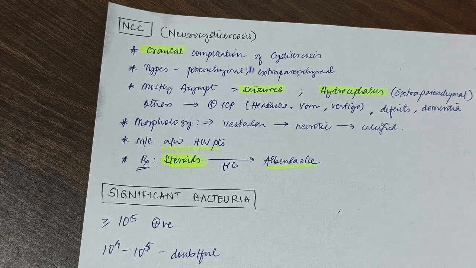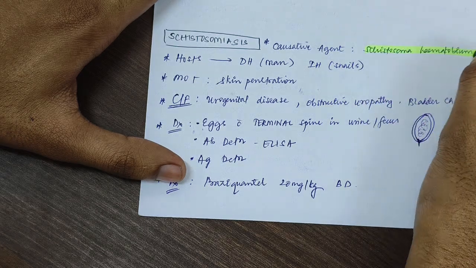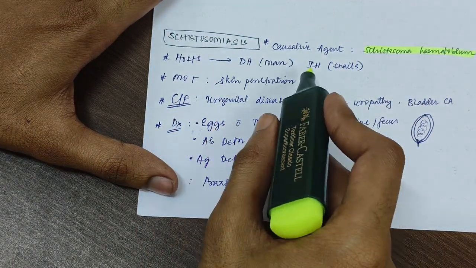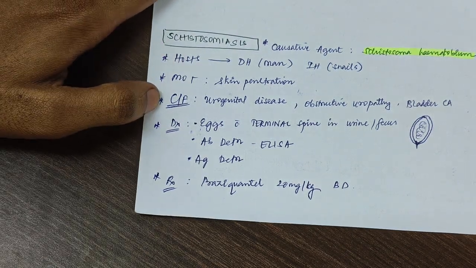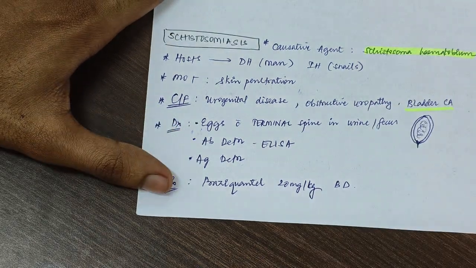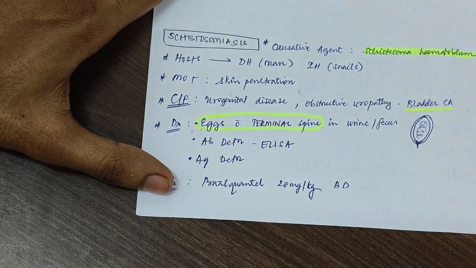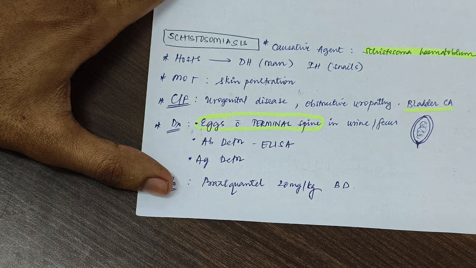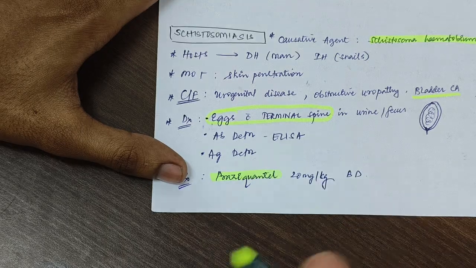Then coming to the schistosomiasis. Schistosomiasis is basically the causative agent is Schistosoma haematobium. Hosts are definitive host and intermediate host. Okay, these are the things you need to remember. Mode of transmission is skin penetration. Clinical features is urogenital disease, obstructive uropathy and bladder cancer. So diagnosis again is eggs with the terminal spine. Remember, if they give history of eggs with the terminal spine, it is Schistosoma haematobium leading to schistosomiasis. Antigen detection and antibody detection using the ELISA. Treatment is praziquantel.